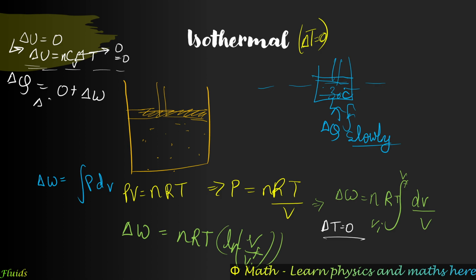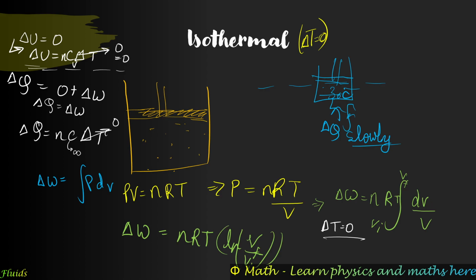So we can write delta Q is equal to delta W, and we can say delta Q is equal to nC delta T. From here the C would become infinite and delta T is 0. So infinity times 0 is equal to a finite number which we do not know. So how can we say C is infinity?